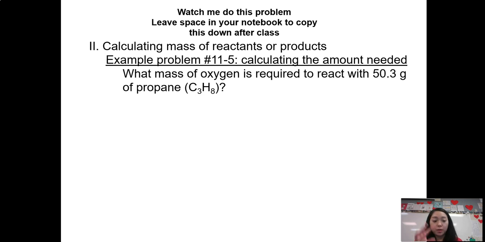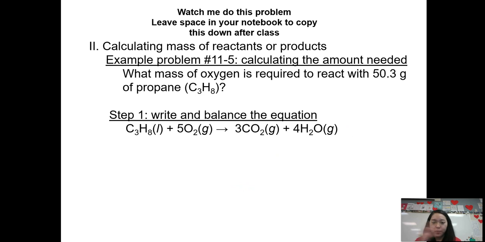This is similar to what we've been doing in class. It's a combustion of propane. What I'm asking for is, what is the mass of oxygen that is required to react with a certain amount of propane? First of all, notice I didn't give you a chemical equation. So number one, first things first, is always get your chemical equation. So let's get it. There it is.